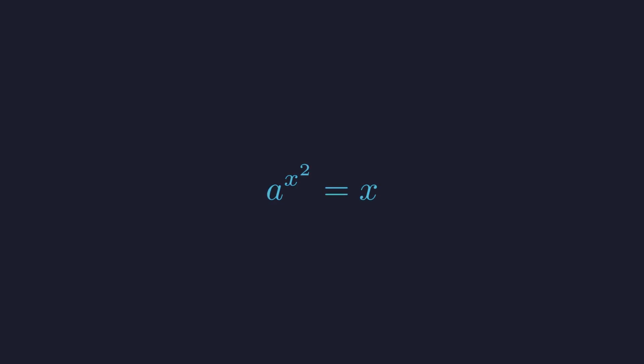Before we begin, we must establish the constraints on our variables. This is not optional, it is fundamental. For the base of an exponential function, a must be a positive number. This is a standard definition.